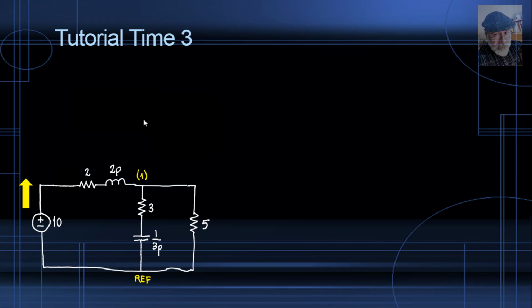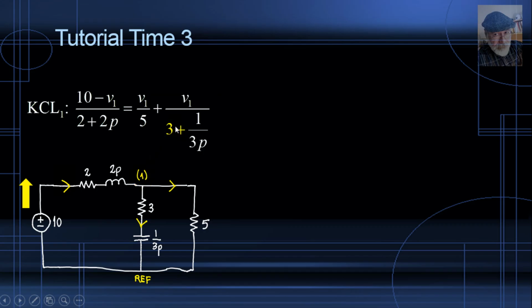We've replaced the inductor and the capacitor by their impedances, and then we solve that using MNA. Branch currents, fine. Currents going in, one KCL equation, right? 10 minus V1 over the impedance 2 plus 2P. That is equal to the current on the far right, which is V1 over 5, plus the current in the branch in the middle, V1 over that impedance, 3 in series with 1 over 3P. Fine, and then we solve that for V1.